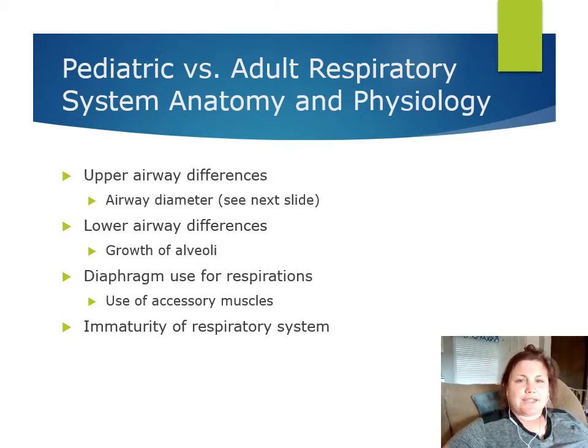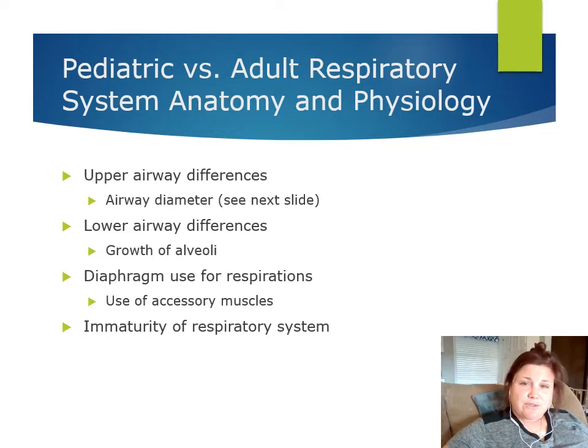So we know that children under the age of 6 are diaphragm breathers. They do have immature intercostal muscle. When a child's in distress, we see accessory muscle use as a telltale sign that the child is having difficulty breathing. It usually results in retractions, which are the sunken areas between the ribs, and this is supposed to be our indicator that the patient's having difficulty breathing.